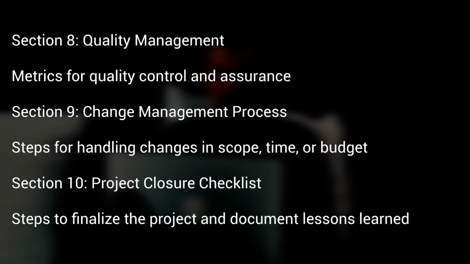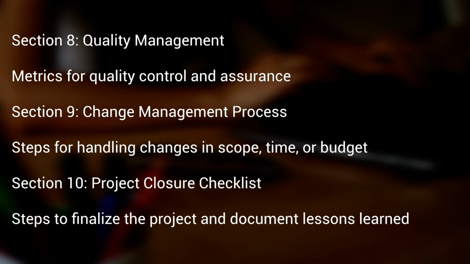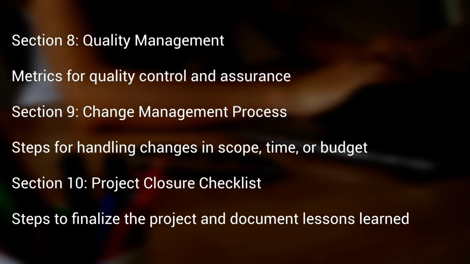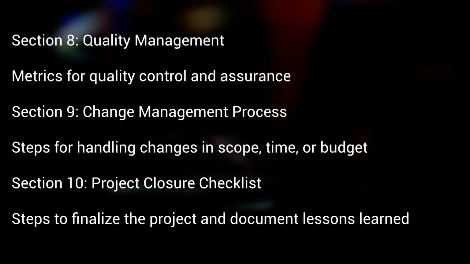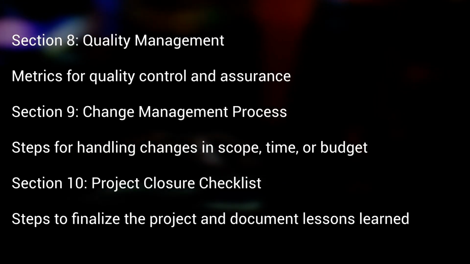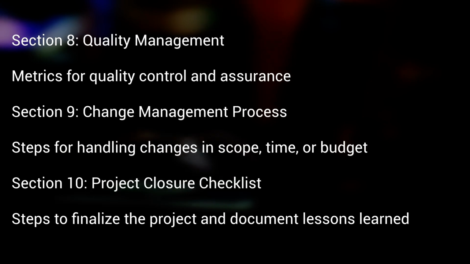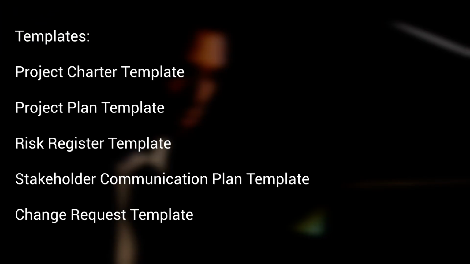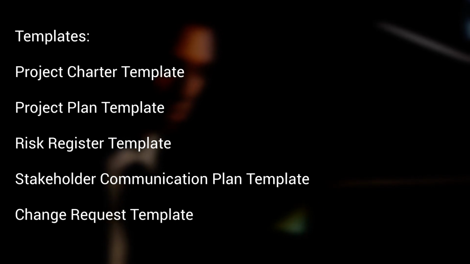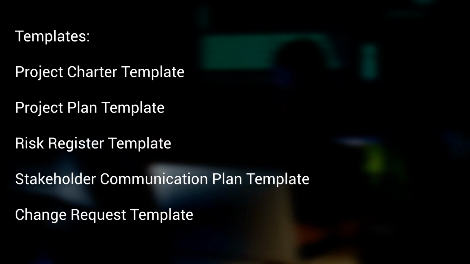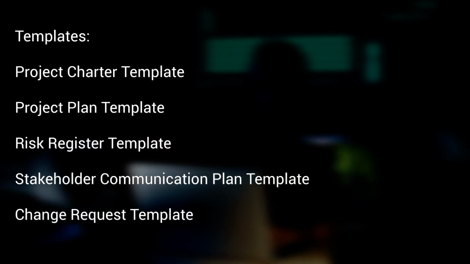Section 8. Quality Management. Metrics for quality control and assurance. Section 9. Change Management Process. Steps for handling changes in scope, time, or budget. Section 10. Project Closure Checklist. Steps to finalize the project and document lessons learned. Templates. Project Charter Template. Project Plan Template. Risk Register Template. Stakeholder Communication Plan Template. Change Request Template.